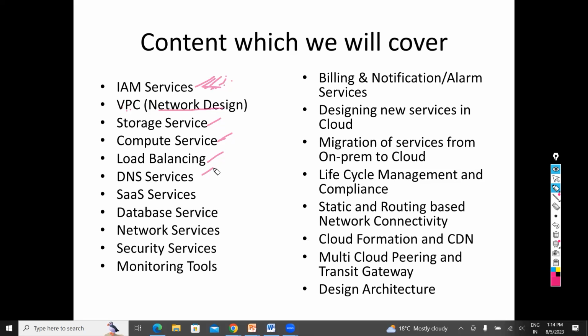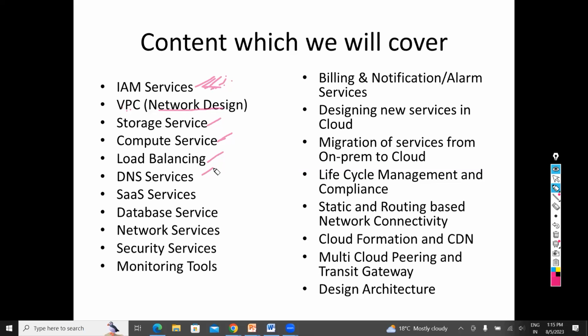Then we will cover DNS services in Route 53. Route 53 is basically the term in AWS that is used for DNS, right? So we will understand how we can set up a DNS, how we can enable DNS level security, how we can connect that DNS with third party tools like Cisco Umbrella or any other DNS security tools for securing our internal DNS or external DNS services.